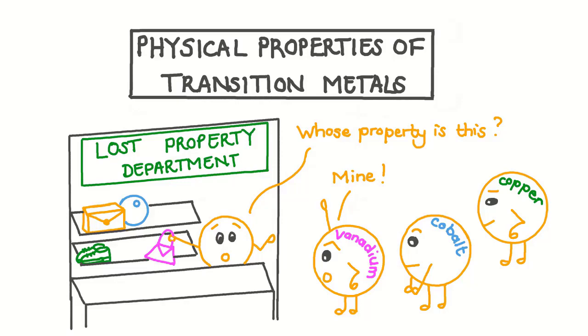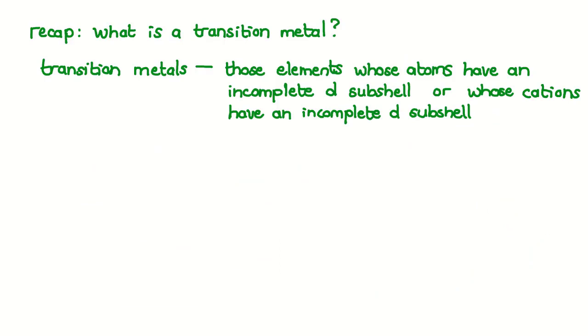In this video, we will learn about the physical properties of the transition metals, specifically the first row of the transition metals. Let's start by briefly reminding ourselves what a transition metal is and where these metals are located on the periodic table. Transition metals are those elements whose atoms have an incomplete d subshell or whose cations have an incomplete d subshell.